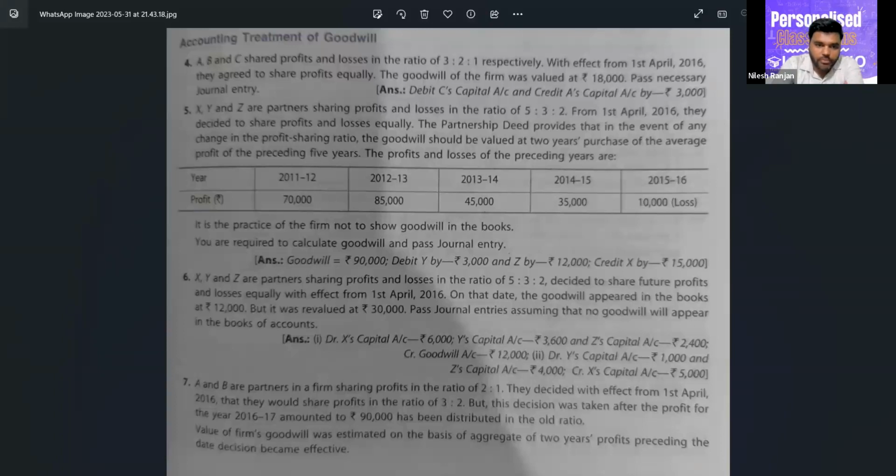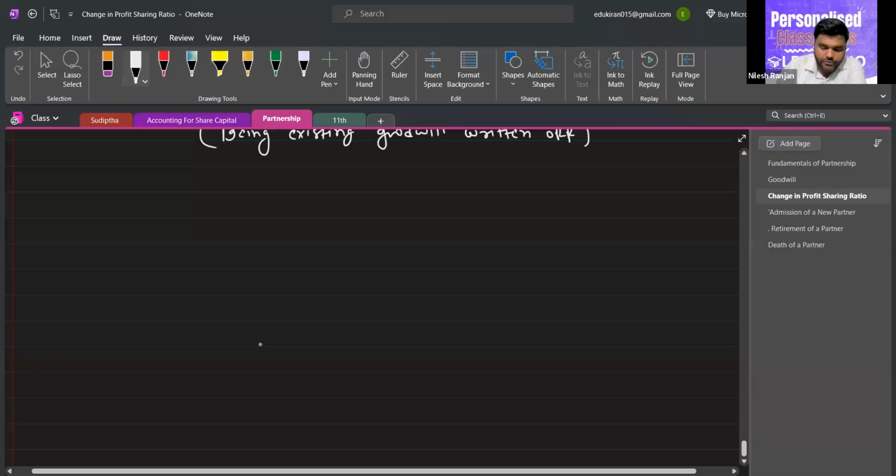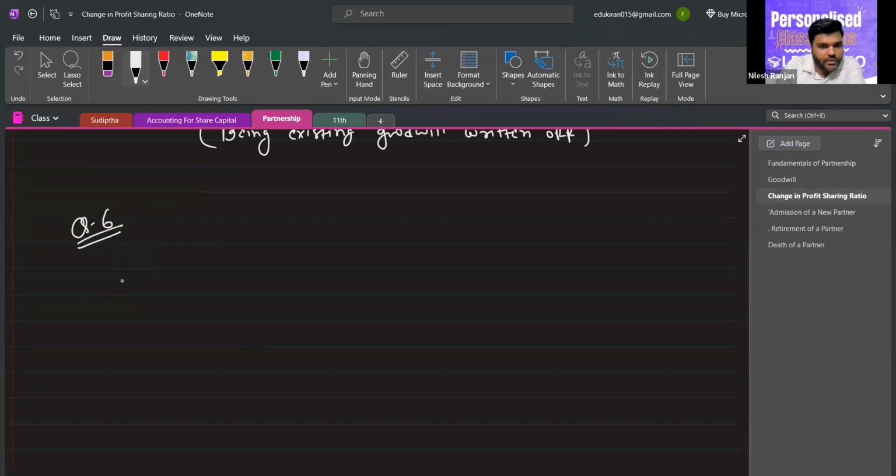X, Y, Z are partners sharing profit and loss in the ratio 5:3:2. They decided to share future profit in equal ratio with effect from 1st April 2016. So first of all, we have to calculate the gaining or sacrificing ratio. Working note number 1: calculation of gain or sacrifice.